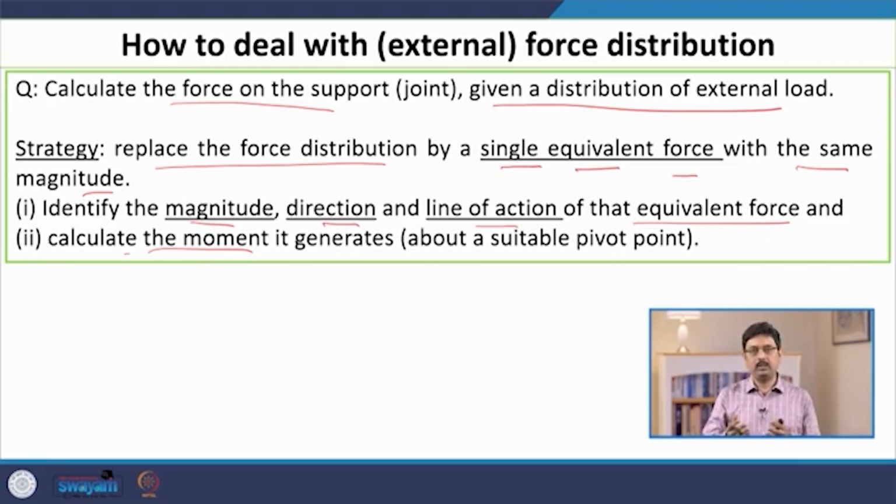We want to calculate the total torque generated by a distribution of load, and it is easier to do that with a simple trick: replace this distribution of load by a single equivalent force acting at a single point. How to do that is the question that we are going to analyze in the next lecture. Thank you.